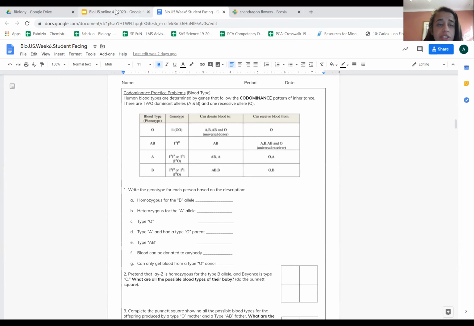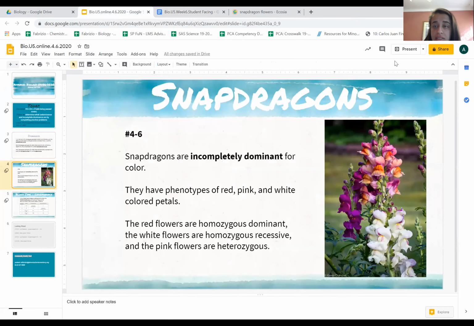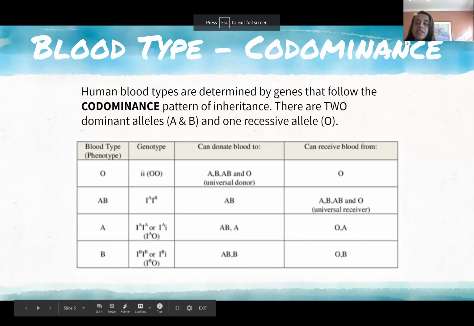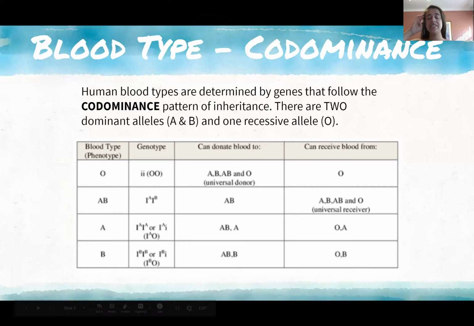So now we're going to go into what is called codominance. So remember, codominance is when both alleles in a heterozygous individual, both the dominant and recessive allele, are being expressed, resulting in something like stripes or spots. So blood type is an example of codominance. So we all have blood.